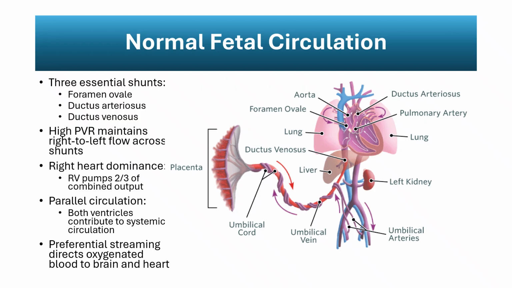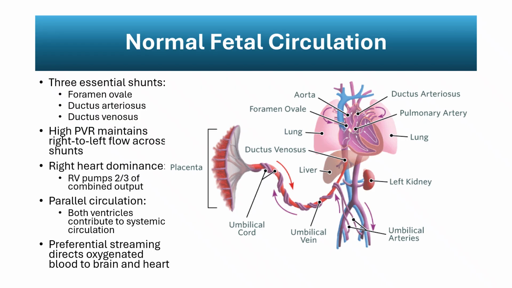The system also relies on preferential streaming. Oxygen-rich blood from the placenta travels through the ductus venosus into the inferior vena cava and is directed across the foramen ovale into the left atrium. This ensures that the coronary arteries and cerebral circulation receive the highest oxygen content available.